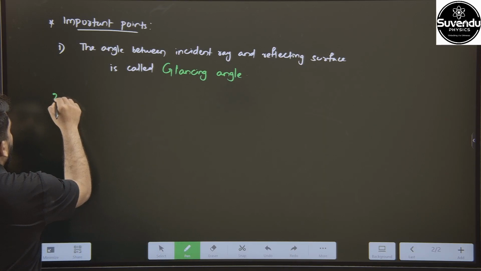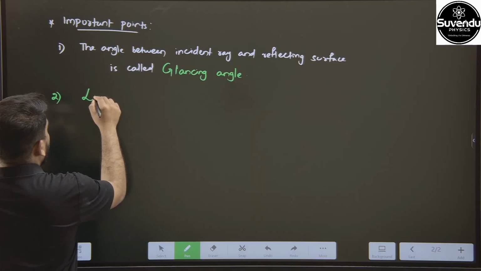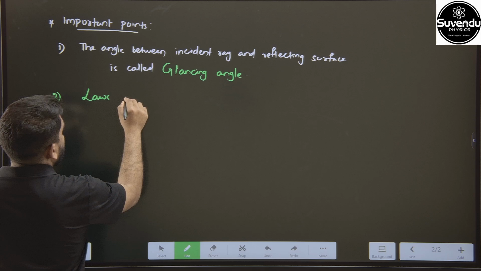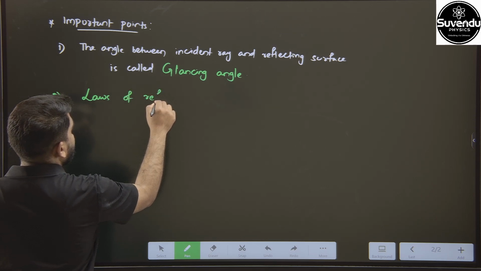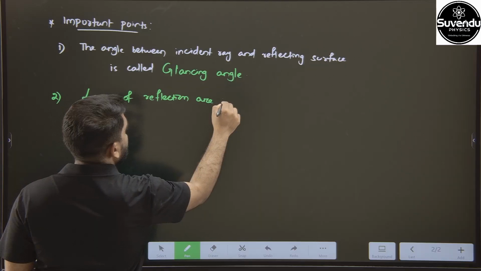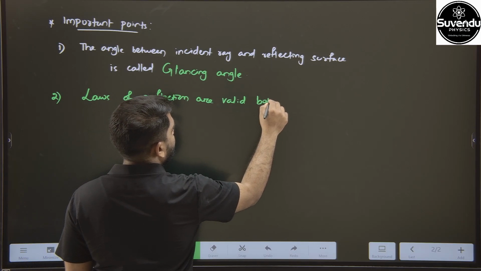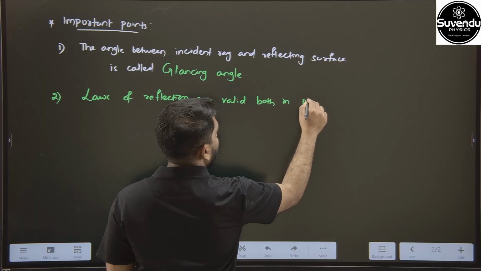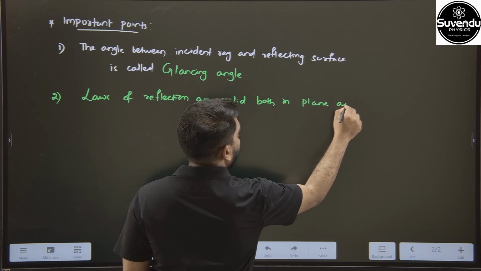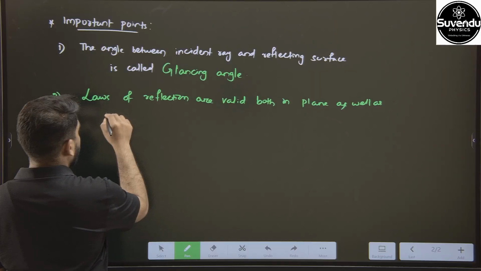Next, in point number 2, we will discuss that laws of reflection are valid both in plane as well as curved reflecting surface.